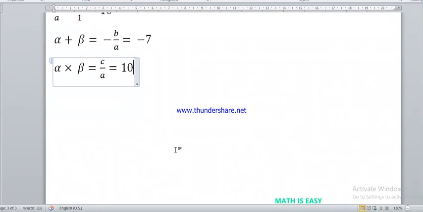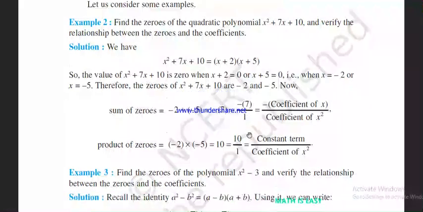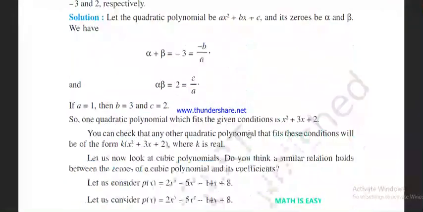So both are giving the same. Alpha plus beta is giving me minus 7. Minus B upon A is also giving me minus 7. And alpha into beta is giving me 10. C upon A is also giving me 10. Hence, the relation between zeros and coefficients is verified. They have to be equal. Okay. So that is the concept which we have.